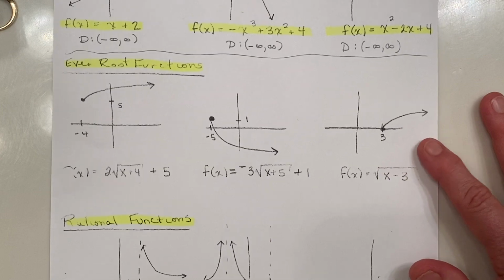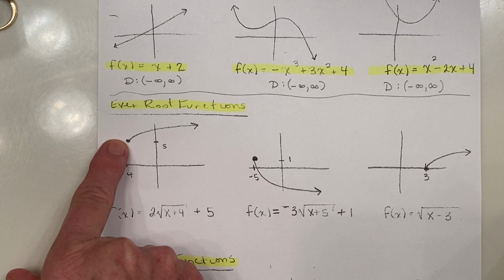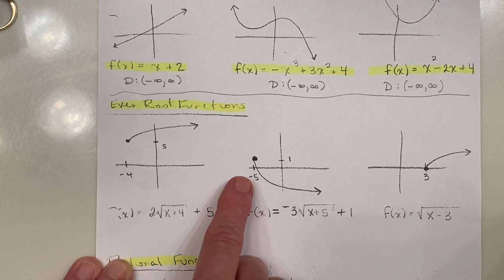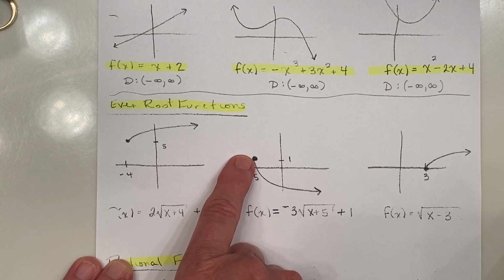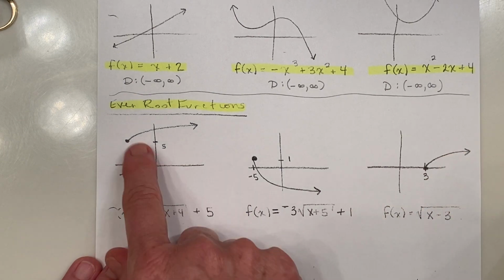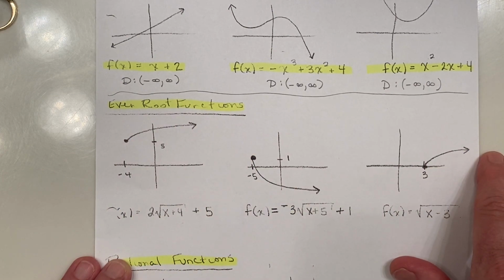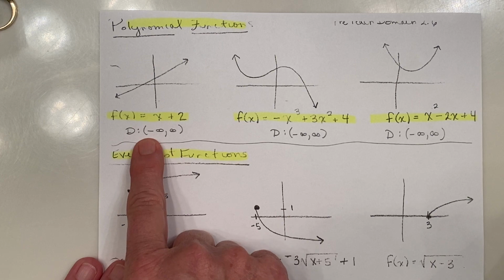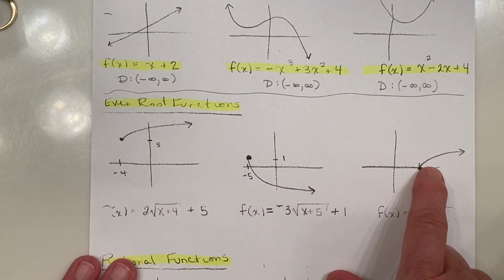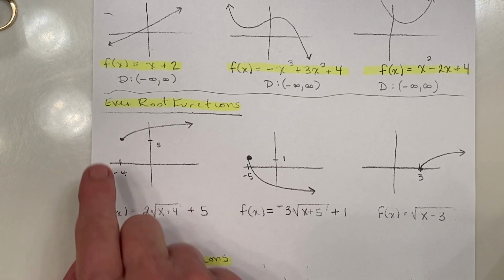All right, we'll look at even root functions. Notice that this graph actually has a starting point right here at x equals -4, and I guess y is 5. This graph has a starting point at x equals -5 up here at a height of positive 1. And this graph actually doesn't even start until x equals 3. These types of graphs that have these starting points and then go off in a certain direction are not going to be polynomial functions because the domain here isn't going to be all real numbers. There are parts of the graph that don't exist over here.